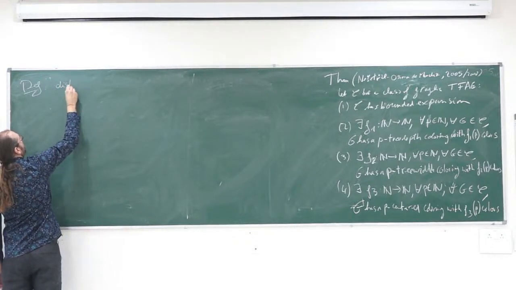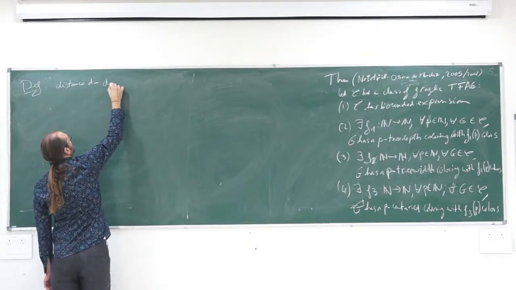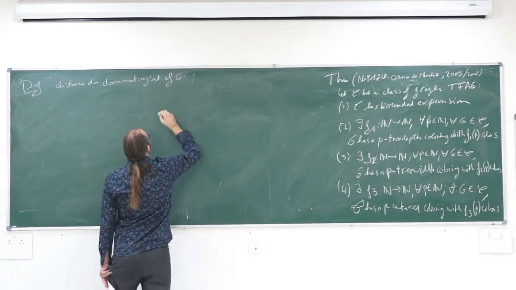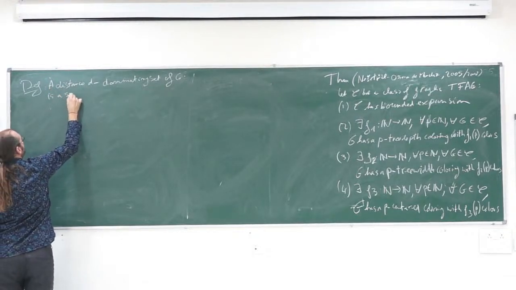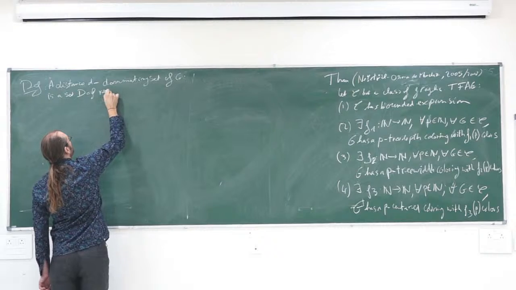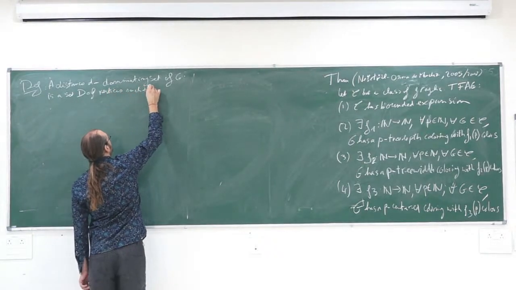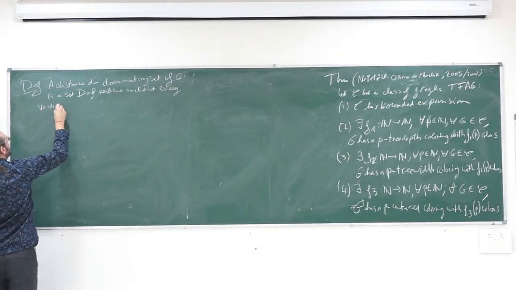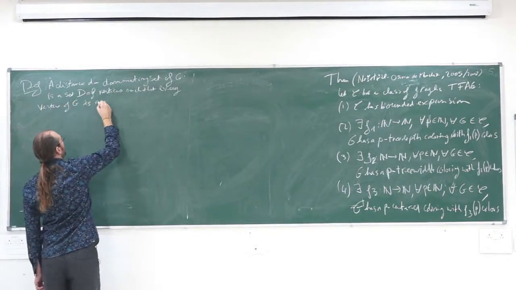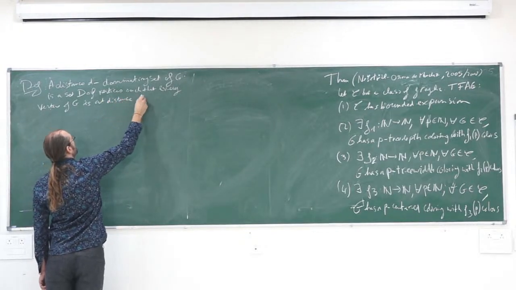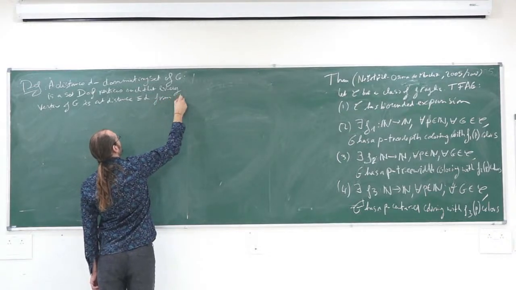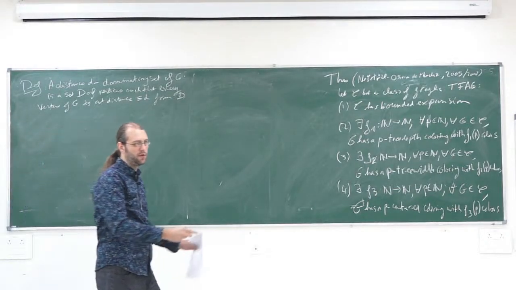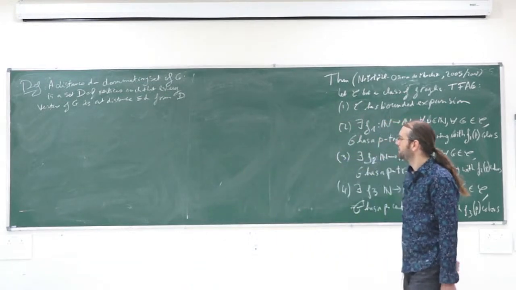A distance d dominating set in G is a set D of vertices such that every vertex is d-dominated, which means it is at distance at most d from somebody in D. So it's like the normal dominating set, but instead of distance 1, we now have distance d. If you take d equals 1, it is exactly the dominating set.